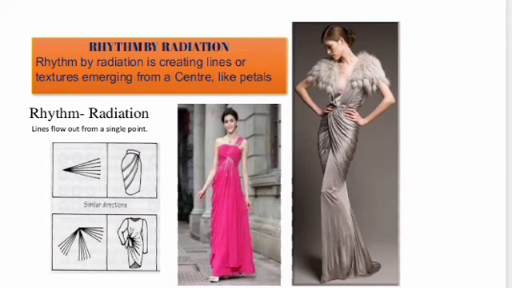Rhythm by radiation. Rhythm by radiation is creating lines or textures emerging from a center like petals. The line should start from a center as a small one and emerge like a blooming bud. Look at the designs. The designs start from the center but emerge to the whole part. That is rhythm by radiation. It gives a very pleasant effect.